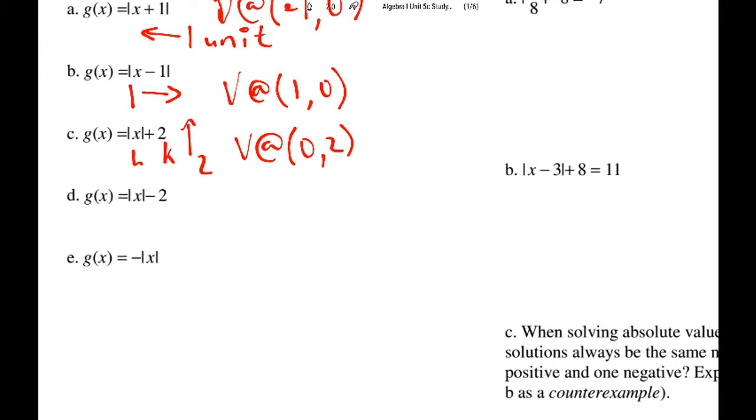and that's what you would write. Okay, part D, if you notice, k is now negative 2, so your new vertex is going to be at 0, because there's no h inside the box, comma, negative 2. So this is a vertical shift down 2 units, and that's what you write. Okay.